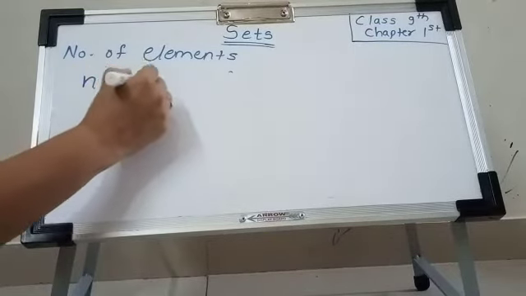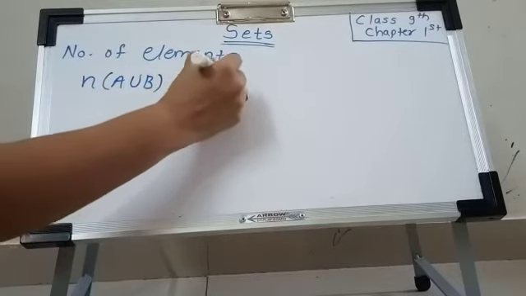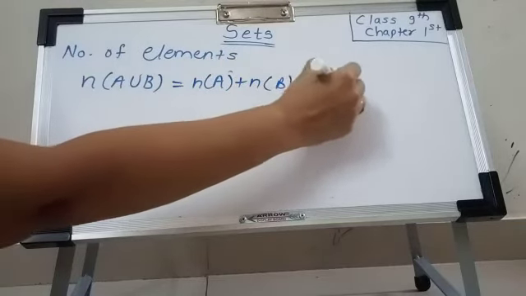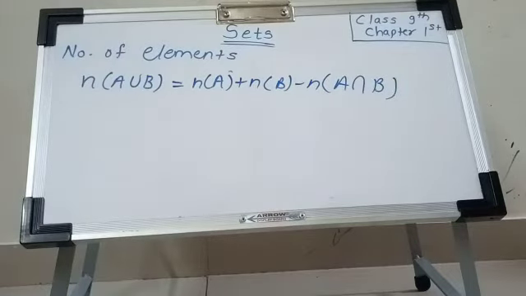Number of elements in A union B is equal to number of elements in set A plus number of elements in set B minus number of elements in A intersection B. This is the formula to solve the examples. Understand? We solve the examples using this formula.